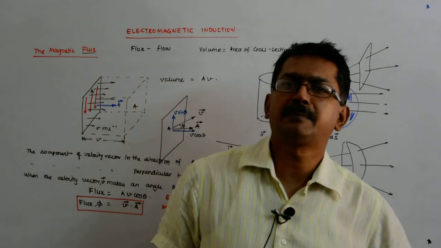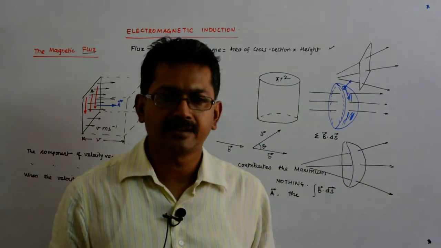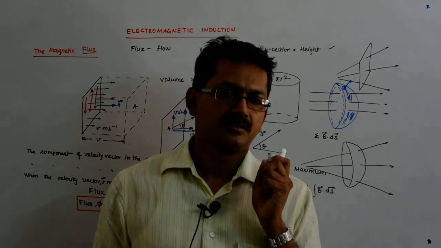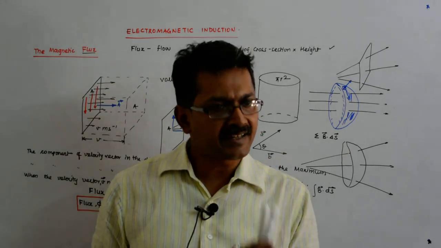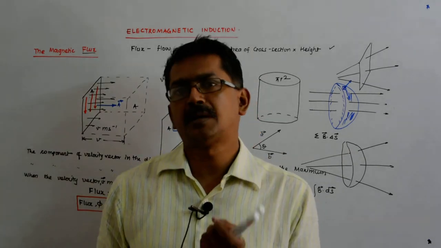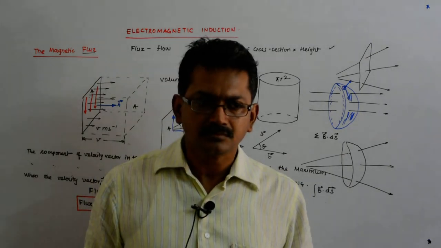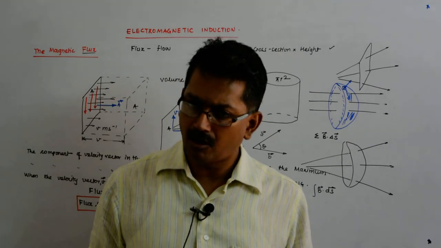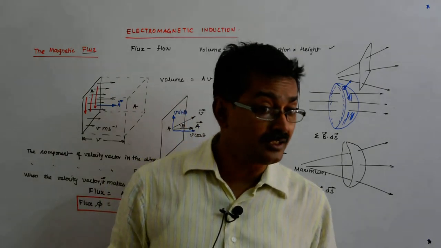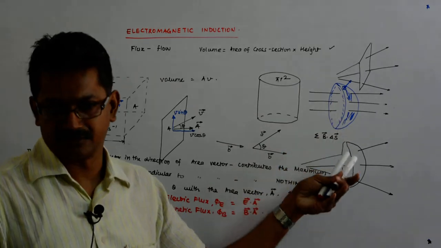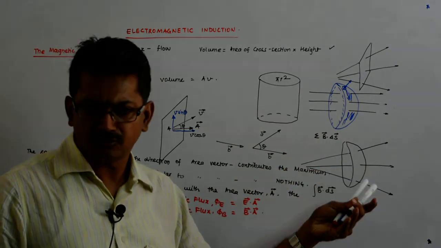So what does my magnetic flux become ultimately? It becomes B dot ds. Why did I need ds? To sum up the non-uniform fields, or to take into account the curved surfaces. Otherwise it was not possible.